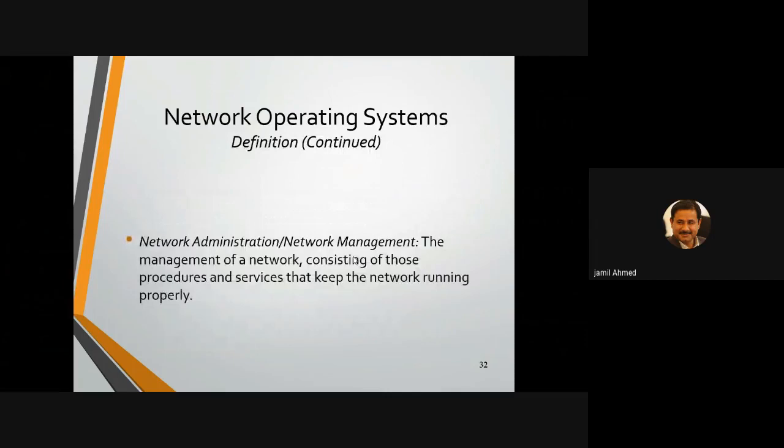So network administration and network management, the management of the network, consist of those procedures or services to keep the network running properly. Actually, this is long lasting, that the network is to be repaired if it is broken, if we are facing some difficulties to access the network service, then distortion of the voice or the distortion of the data, or these problems may occur.